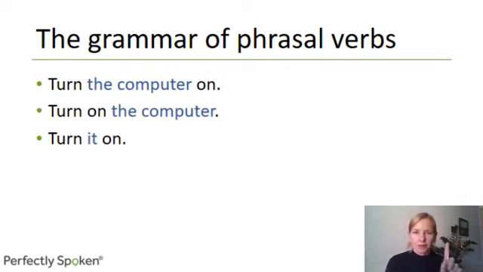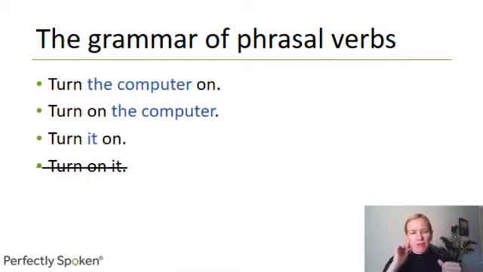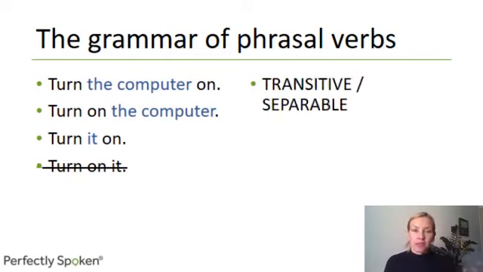However, do you remember I said when I was doing this with the stereo, it was turn it on, turn it off. So when you're using the object pronoun, you must put it in the middle if it's separable. Okay, so turn on it is not possible. Sounds really, really strange. So here we've got a transitive verb, which means it takes an object, and it's separable.